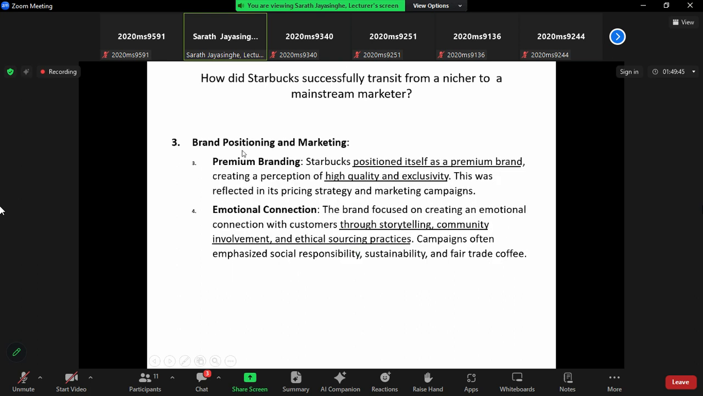Customization. Then brand positioning and marketing. Premium branding: Starbucks positioned itself as a premium brand, creating a perception of high quality and exclusivity. This was reflected in its pricing strategy and marketing campaigns. Then emotional connection also, through storytelling, community involvement, and ethical sourcing practices. So you are connecting emotionally while keeping the premium branding.